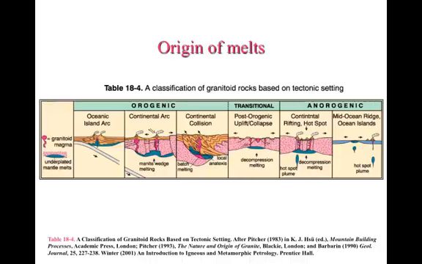In the anorogenic setting, we have continental rifting or hotspots within the continents, or mid-ocean ridges or oceanic islands where oceanic hotspots might form. And then we can have some transitional settings where we have a post-orogenic collapse that might generate some melting. I'll tell you a little bit more about these.